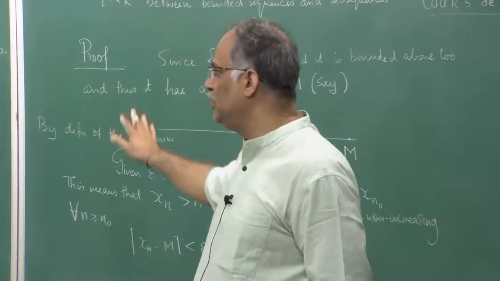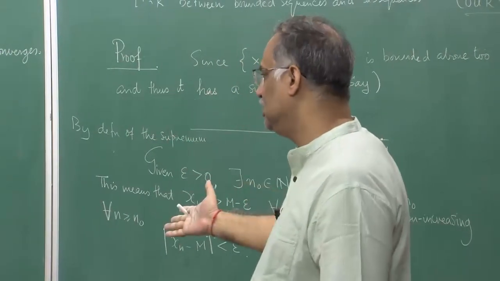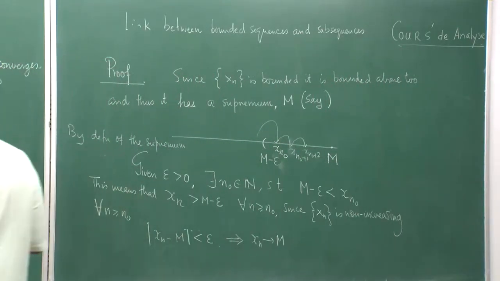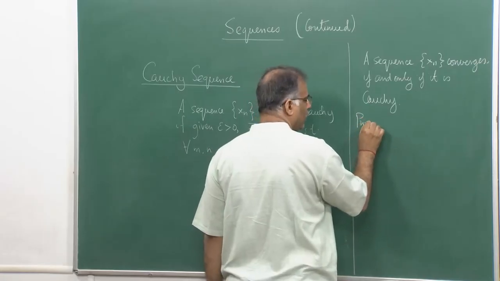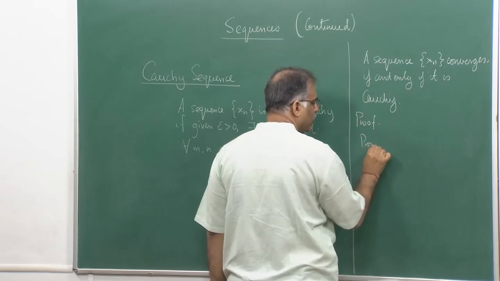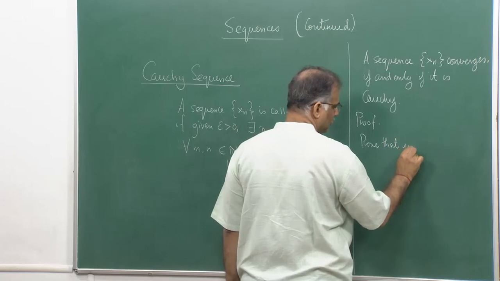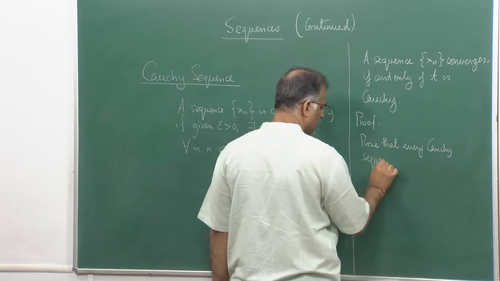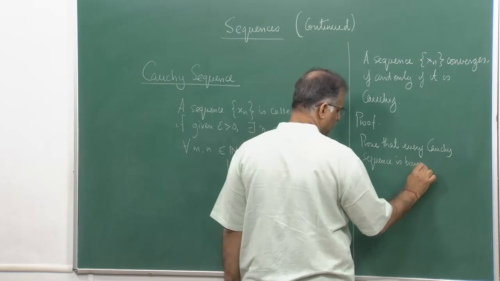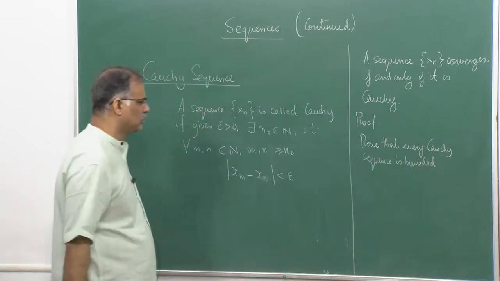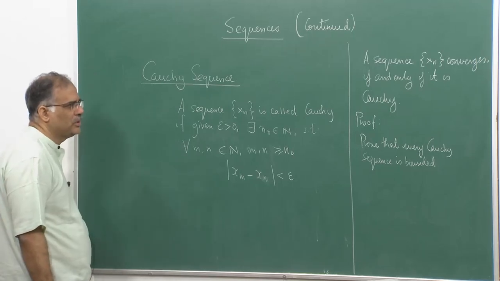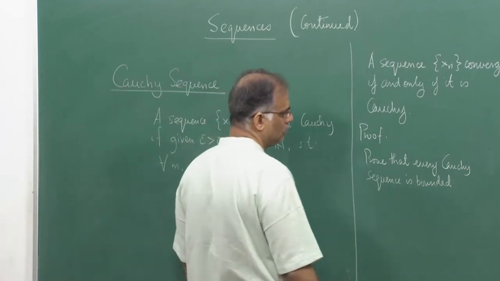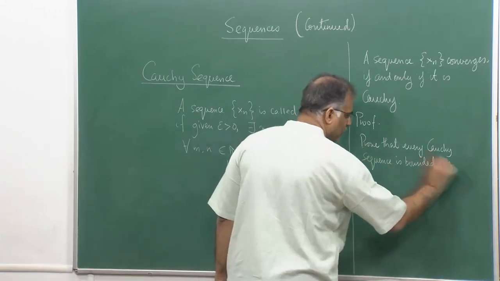So, now what are the steps by which you will prove it? I will request my TA to write down the proof. It is a very simple proof, but I am not going to write too much about it. So let me just tell you the steps in the proof. The first step is to prove that every Cauchy sequence is bounded.